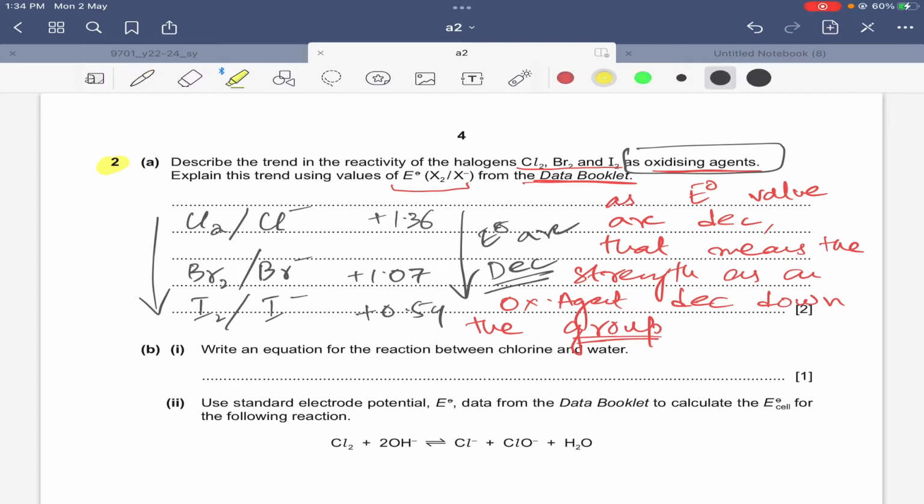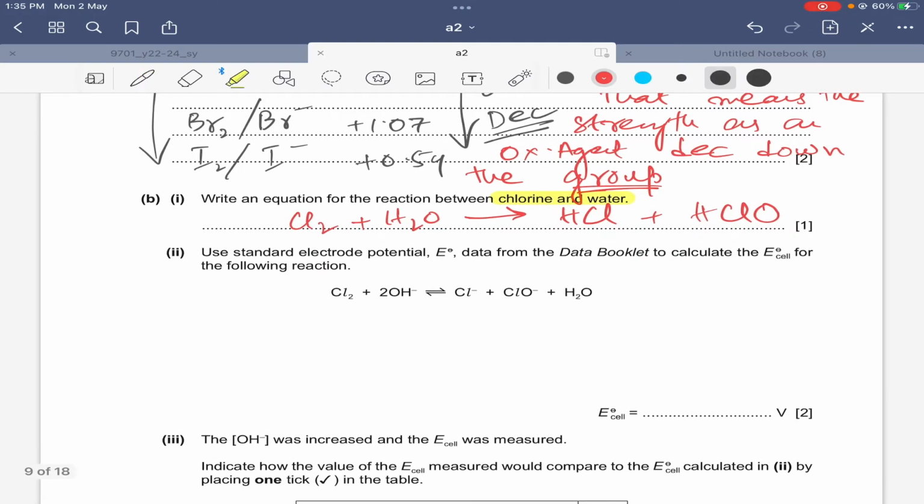Next part of the question is to write an equation for the reaction between chlorine and water. So this is from AS level. Chlorine reacts with water. We know that it forms HCl. A disproportionation reaction occurs and we get HClO.